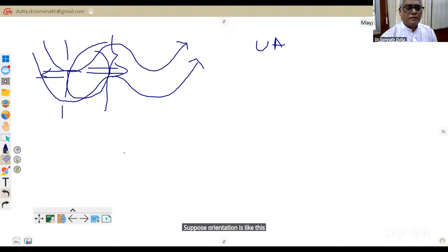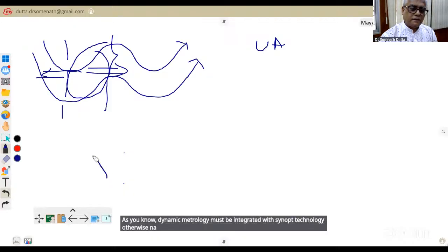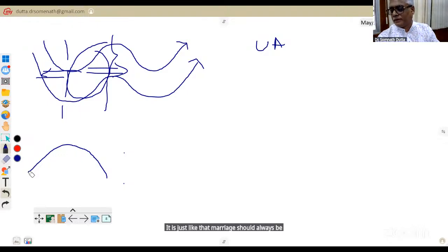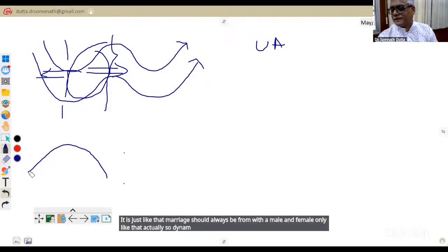As such, dynamic meteorology must be integrated with synoptic meteorology. Otherwise, it is just like that. Marriage should always be with a male and female only, like that actually. So dynamic meteorology alone is not sufficient without synoptic meteorology.